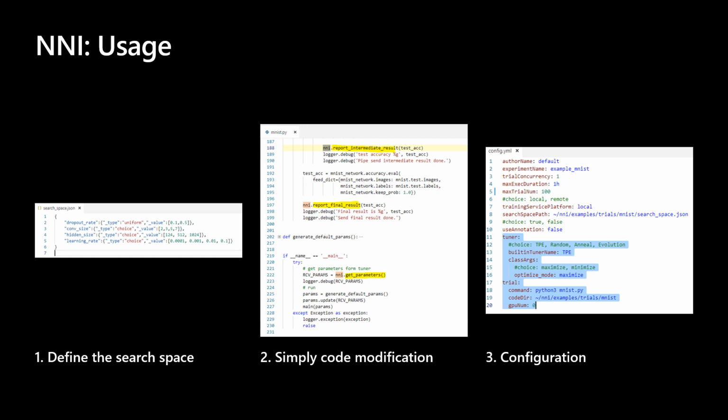Finally, there are some configurations. The configuration could decide how many trials could be run in parallel, such as if we run in the scenario of a local machine with 8 GPUs and each trial uses 1 GPU. We could set the concurrency to 8 to maximize the learning performance. Also, there are max execution duration, or max trial number to get the final results. Below that, we could choose a tuner from many NNI tuners and tell NNI how to run the code, and also how many GPUs it needs.